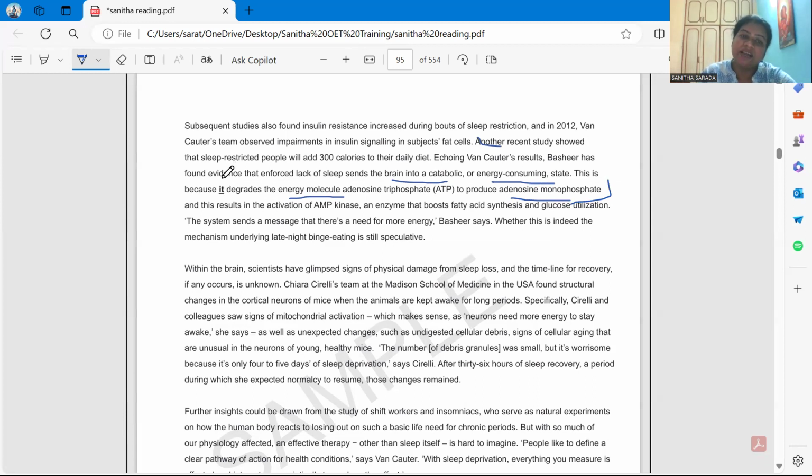What is it referring to? I am going to read the sentence once more. Bashir has found evidence that enforced lack of sleep sends the brain into a catabolic or energy-consuming state. If you are lacking sleep, that leads to a catabolic or energy-consuming state of the brain. You will take more calories. This is because it degrades the energy molecule.